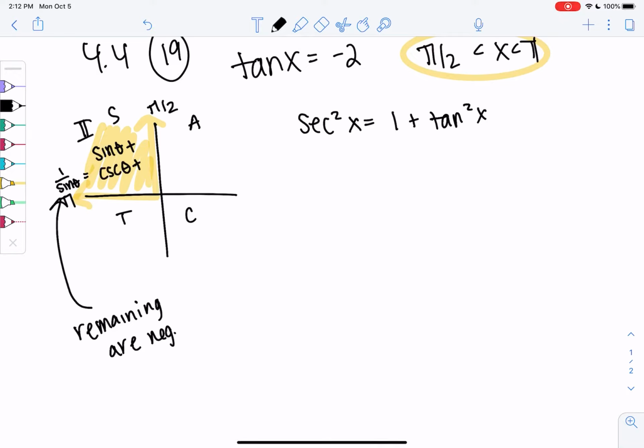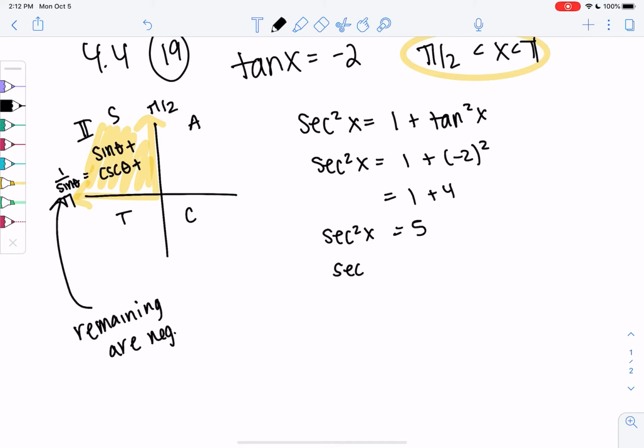So let's plug in. So we get secant squared is 1 plus -2 squared. So 1 plus 4, or 5. So secant squared is 5. So secant would be the square root of 5. And then in this case, we have to decide between positive or negative. It'll be negative because of the quadrant that we're in. So secant x is negative square root 5.